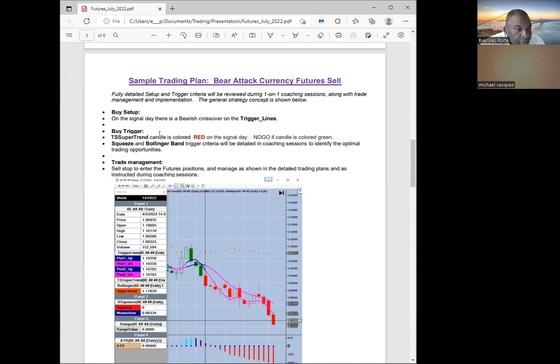Okay. So our setup is what we look for, and that's a bearish crossing of the trigger lines. That was just plot 1 crossing below plot 2. Now we're going to look for the trigger, which is the candle has to be red. And we do use the squeeze and Bollinger Band as a confirmation, but I'm not going into that detail now. I'll save that for coaching sessions because there's more stuff to qualify the trades. And then we'll go to trade management. Okay, so I'm going to go back to the chart now.